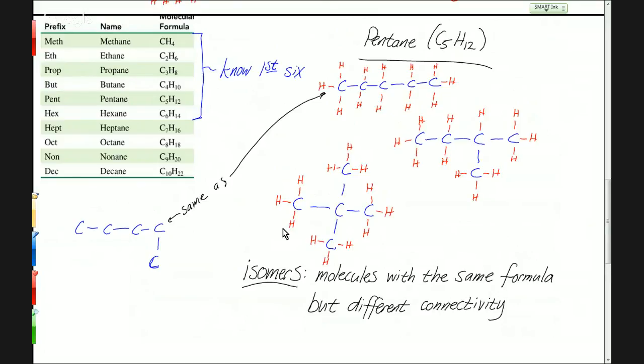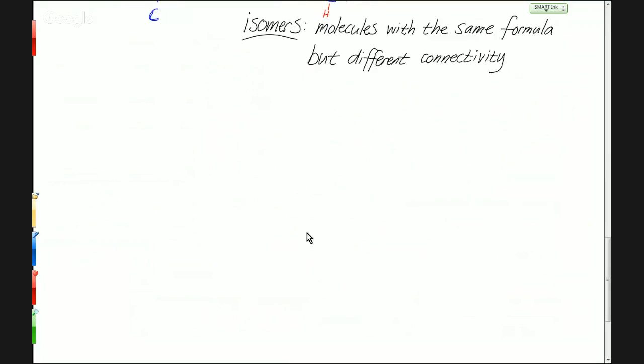So now I want you to do this. I want you to find isomers of hexane, which is C6H14. And we're going to work together on this. So I want everybody to draw, let's say, 2 or 3 structures. There's several of these here. So think about it a little bit yourself.